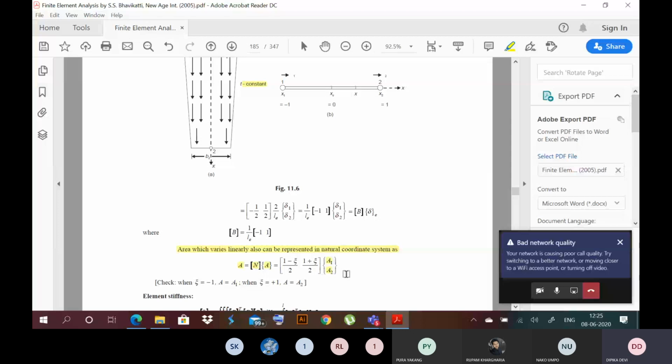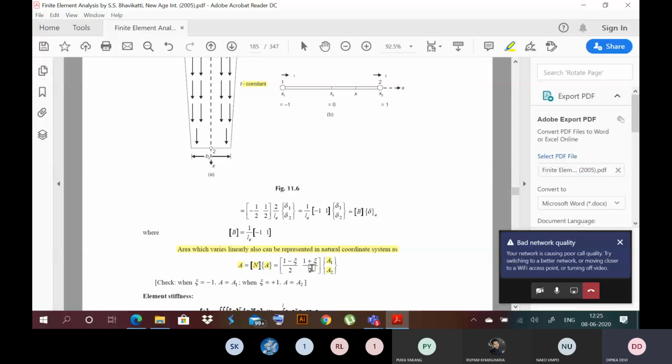I told you already. So the variation of area can be handled using the same shape function that is used for displacement, because the shape function here we have used is linear. Displacement is varying linearly, area is also varying linearly. Therefore, the same shape function used for displacement can be used to handle the variation of area. I told you the shape functions are nothing but interpolation functions. They interpolate the variation of a function. So here, these shape functions are used as an interpolation function for the variation of the cross section of the bar.